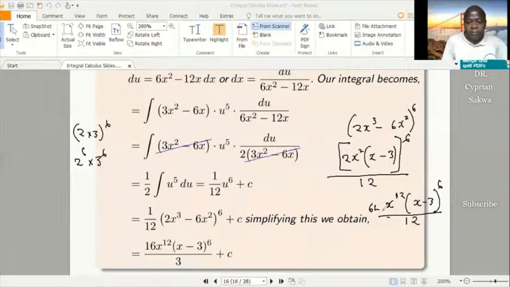And we know that 4 would go into 64 16 times, and 4 would go into 12 3 times. So the answer you're seeing is 16x raised to 12 times (x minus 3) raised to 6, all over 3, plus the constant of integration. So I just factorized this. Although I had already said one may want to leave the answer at the earlier point, this answer can be factorized further and simplified further.